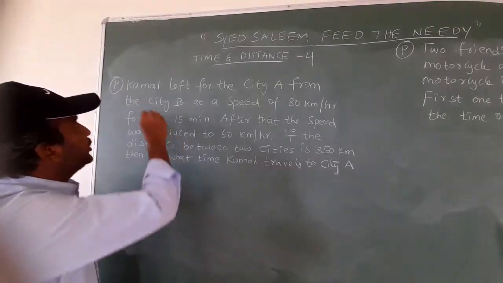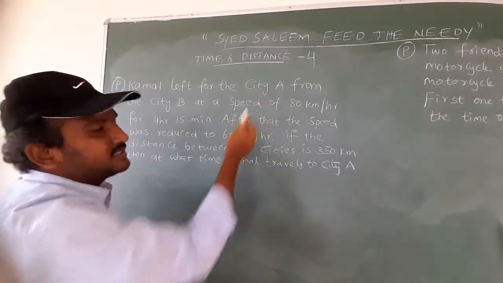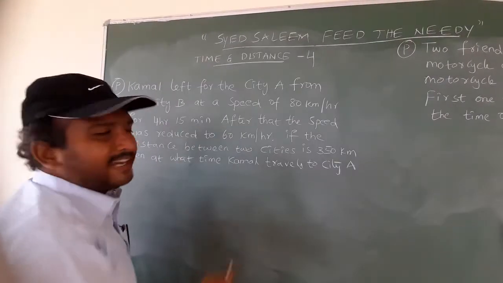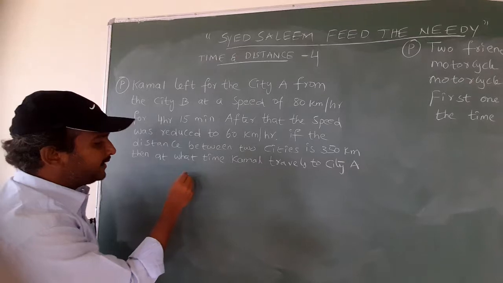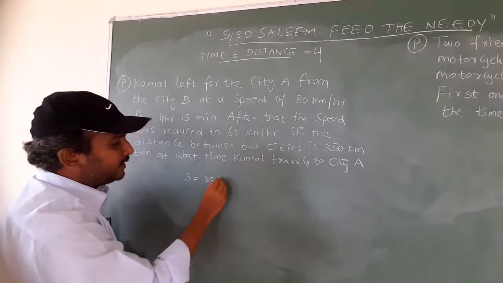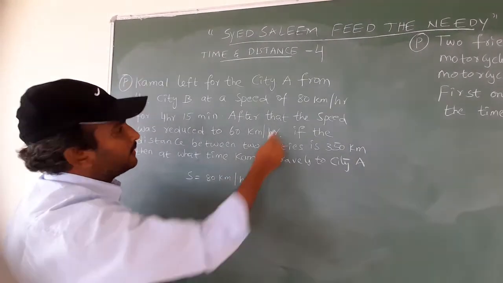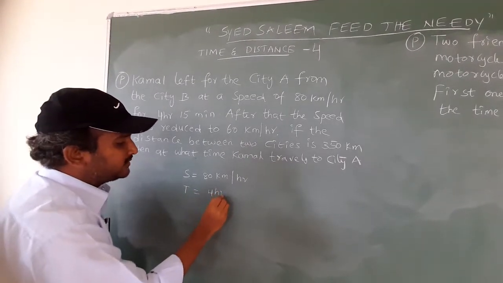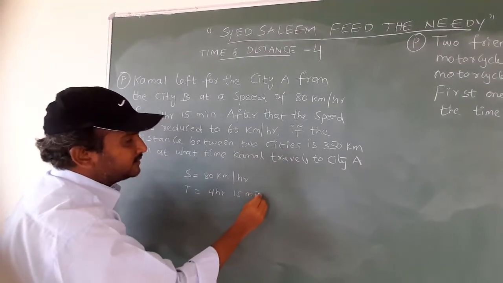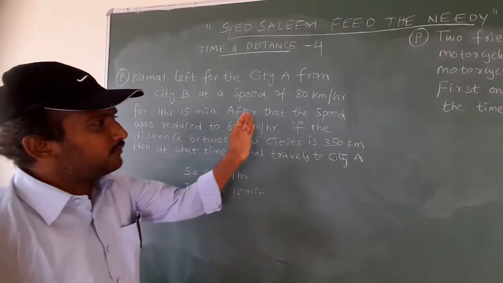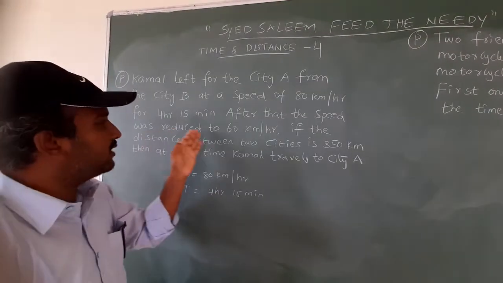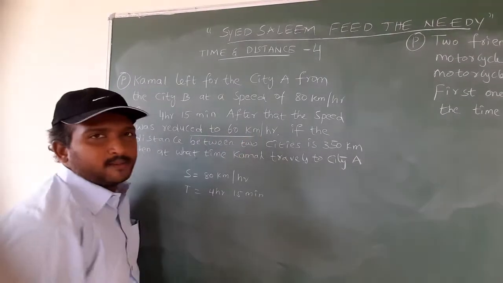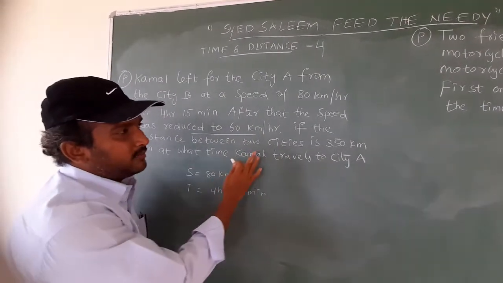Now you can observe that Kamal left city B for city A at a speed of 80 km per hour. That means the speed is given as 80 km per hour, for 4 hours 15 minutes. The time is given as 4 hours 15 minutes. After that, the speed was reduced to 60 km per hour.